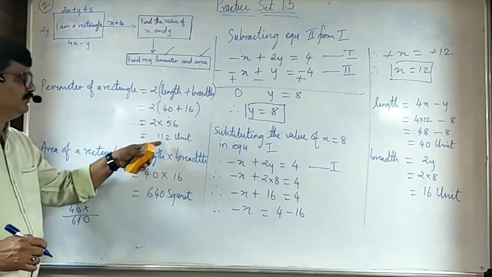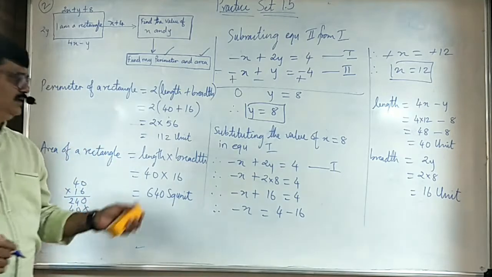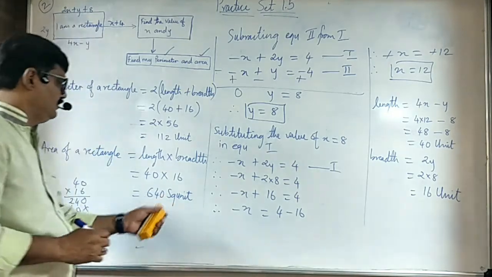Perimeter, you just have to write unit. Area, you have to write square unit. Everybody knows how we write square centimeter or square meter. Your square unit will come.